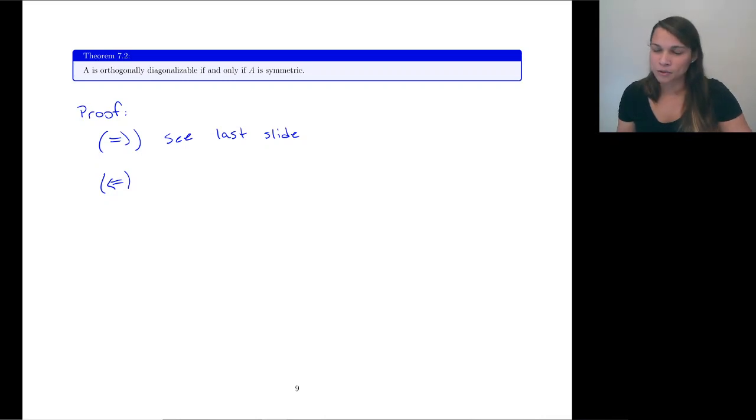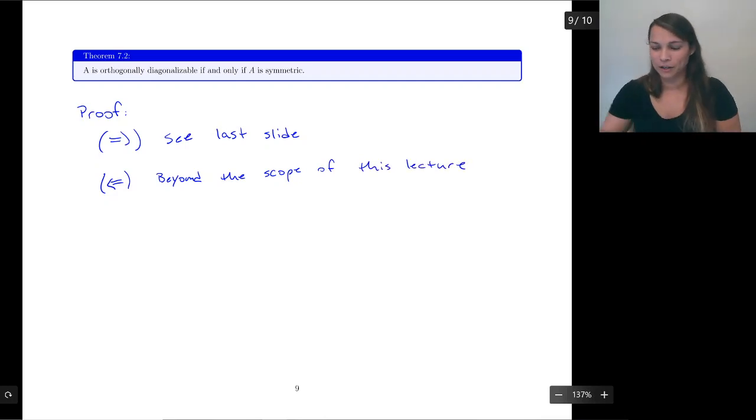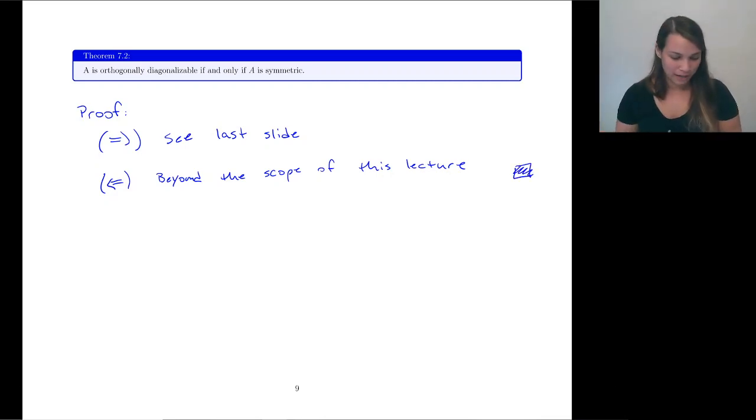And then the other direction would be start with symmetric and get orthogonally diagonalizable. I don't think that this proof is particularly insightful. I thought it was too hard with too little gained. And so we're going to say beyond the scope of this lecture, and we're going to call it good. There we go. Good enough. Okay. So cool theorem. Going to give us something else. We can continue to chase this down.